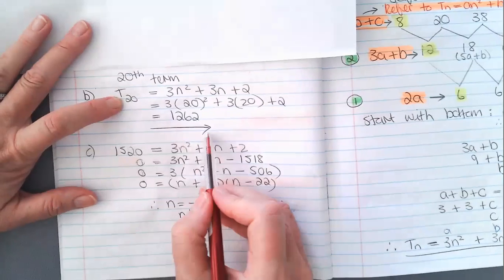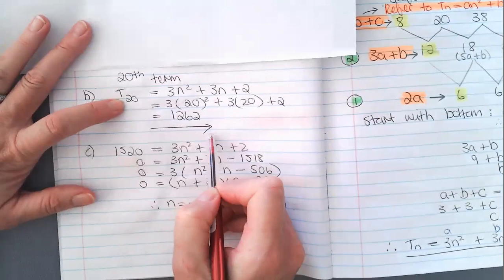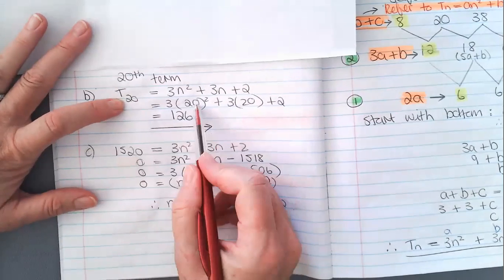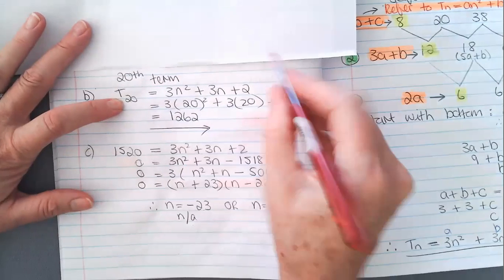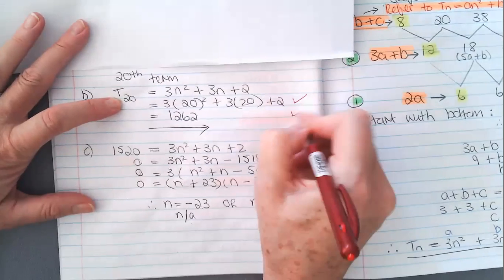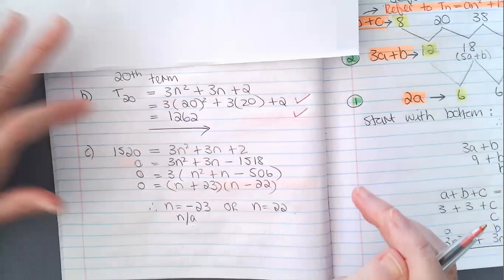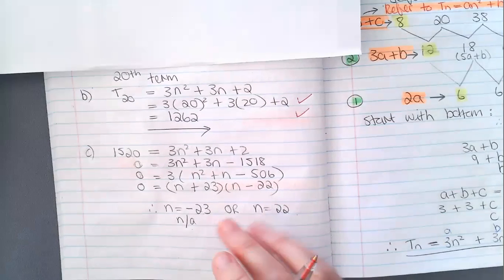What is really important here is you can stop here. You don't have to write the 20th term is 1262, but you have to show substitution before you give an answer. So very important here, you have to give substitution and you have to give the answer. Okay, now the questions are going to be more difficult.